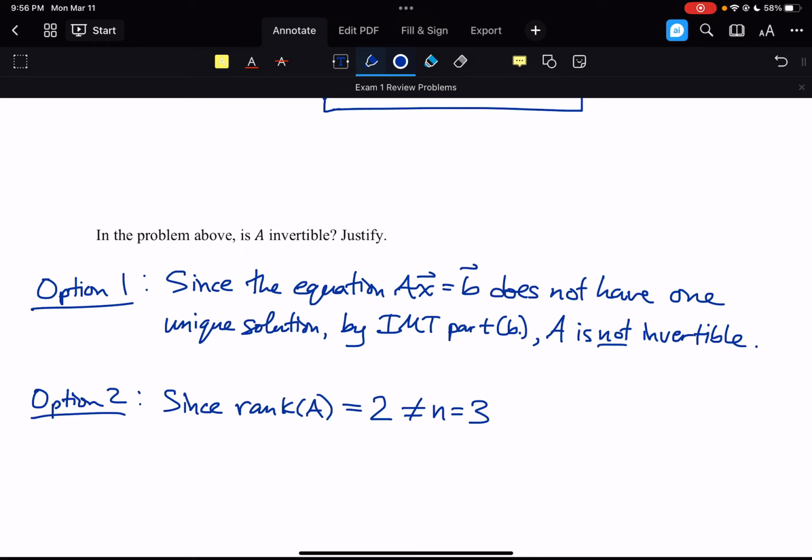In order for the matrix to be invertible, the rank does have to be equal to the number of rows or columns. So by the invertible matrix theorem, part D, A is not invertible.